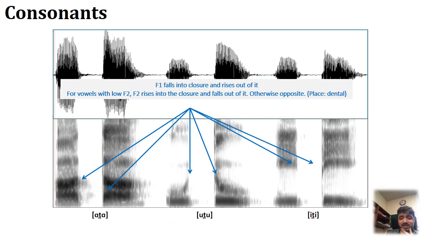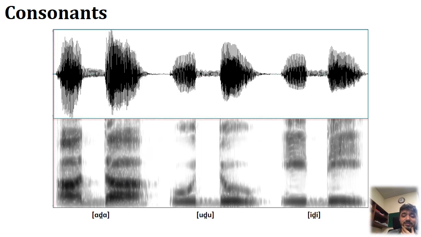All right, so again, for the place, you see F1 falls into closure and rises out of it for some of them. For vowels with low F2, F2 rises into the closure and falls out of it. Otherwise, opposite. So this is the indicator of the dental place.